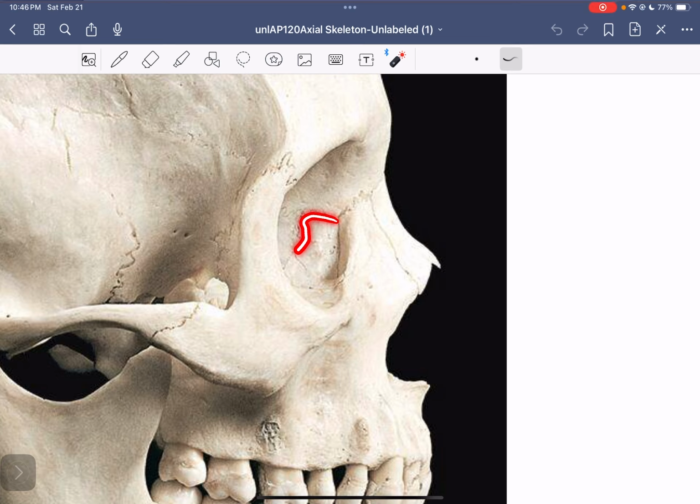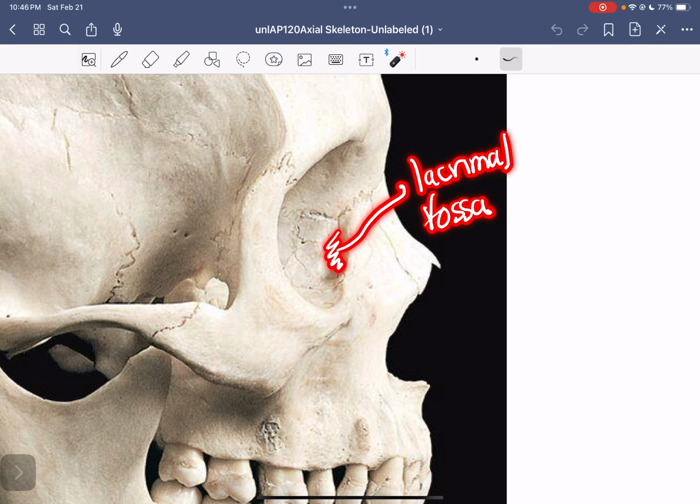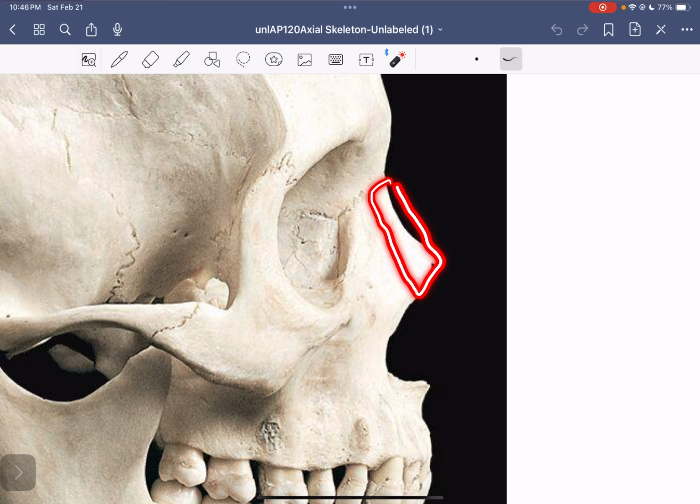So this entire bone here would be the lacrimal bone, but the actual depression, right, everyone sees this opening. This depression here is called the lacrimal fossa. You can also see from this side view, this is our nasal bone.